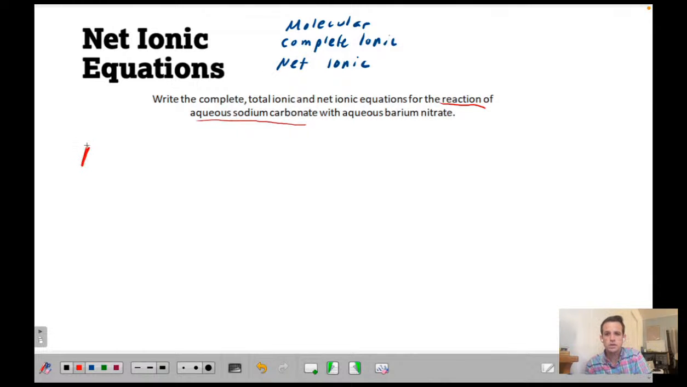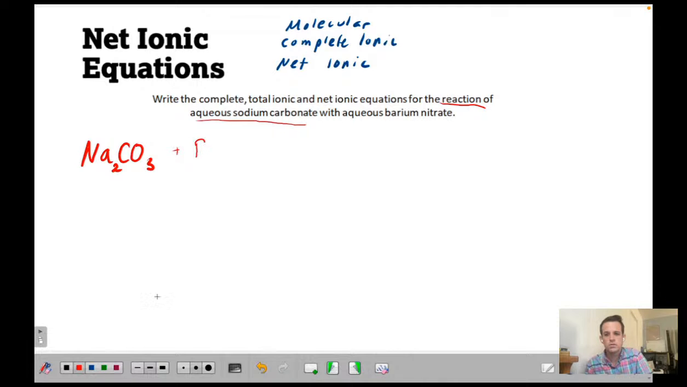Okay, so that's going to be NaCO3. And I know that this is a 2 minus here, and that's a +1. So we do our little swap and drop thing, and that becomes a 2 on the sodium. And let's keep going. And then we're mixing it with aqueous barium nitrate.